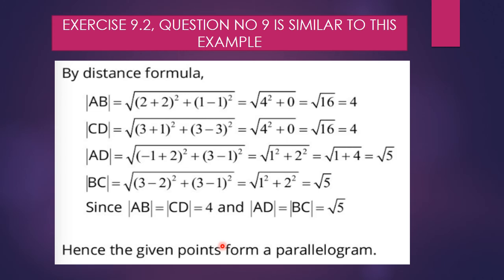And if you check for the diagonal AC and you consider your triangle ABC or ADC and you try to apply Pythagoras theorem on it, you will see that the Pythagoras theorem will not be fulfilled. This means it is not making 90 degrees at any of the vertices. In your exercise number 9.2, question number 9 is similar to this example, and that is your homework to solve question number 9 yourself.